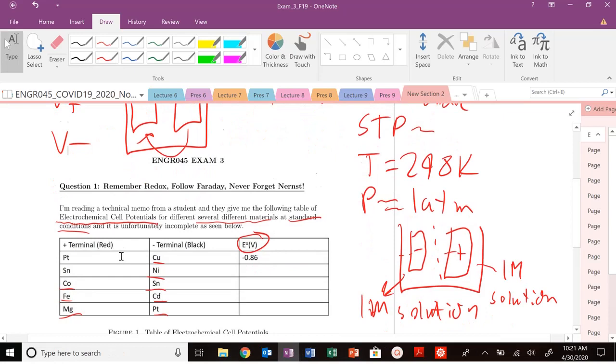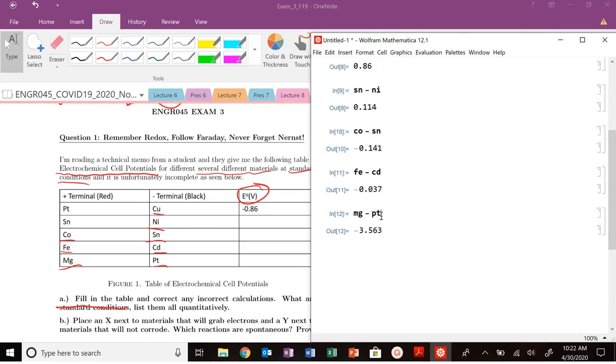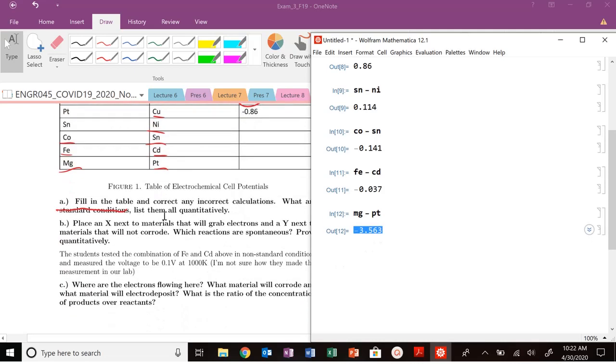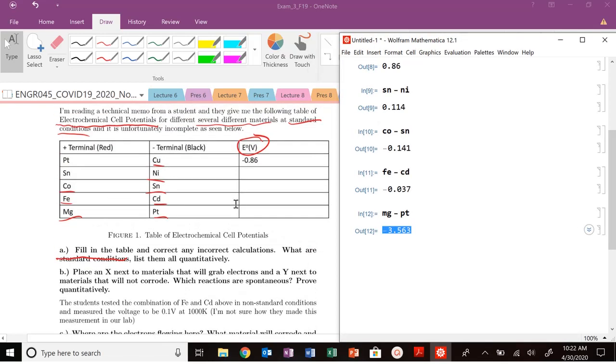So that makes sense for platinum. Sn and nickel, same way. And the clear example also is magnesium, right? We know magnesium wants to give up electrons. Platinum really wants to take them. That is a large negative voltage there. So we filled out the table, and we've basically corrected any incorrect calculations. We've listed them all quantitatively, so we're going to go there.